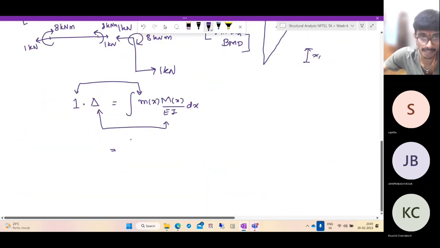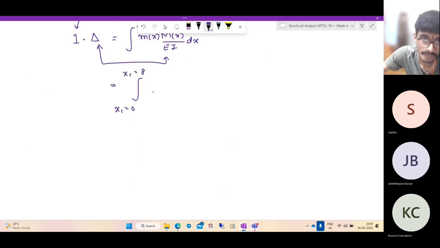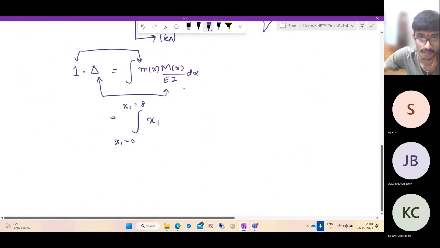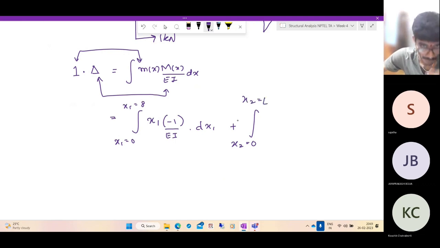For this member, it goes from x1 equal to 0 to x1 equal to 8. And what is the virtual bending moment? Virtual bending moment is x1. What is the real rotation? It is m by EI. And what is capital M in this member? It is just -1. So this one multiplied by -1 by EI dx1, plus the other member, x2 going from 0 to L.